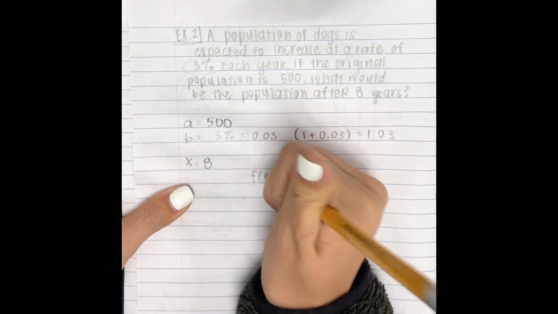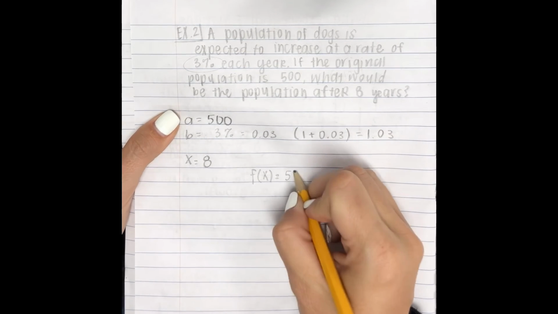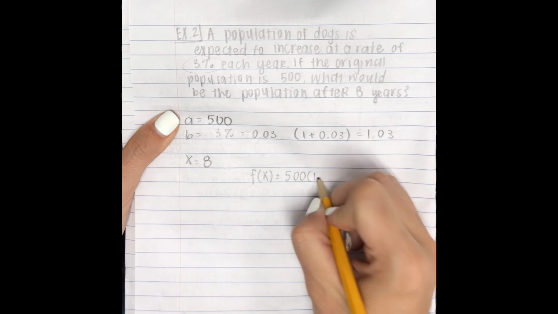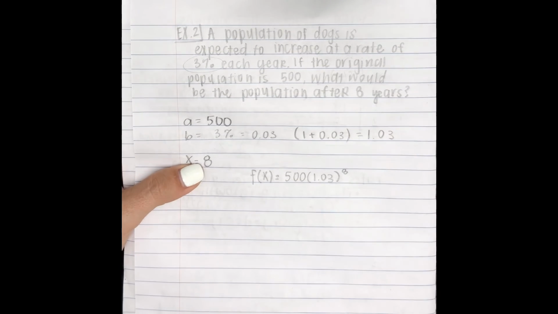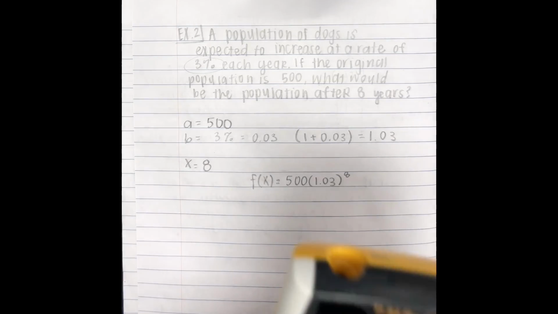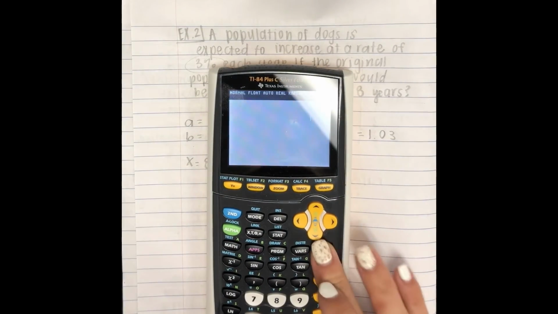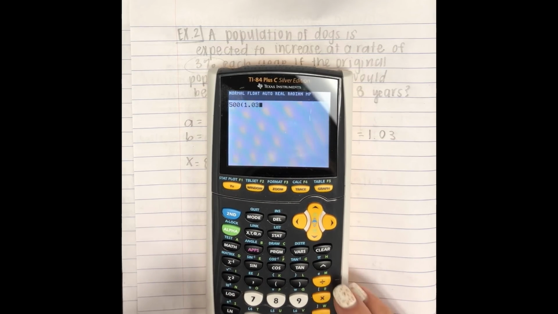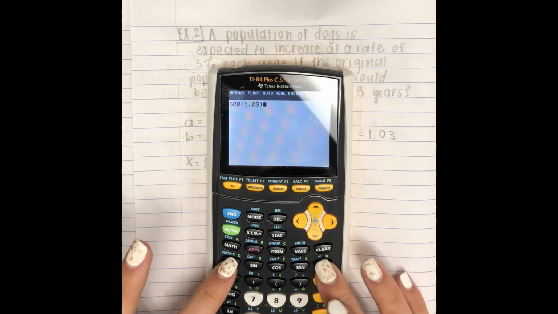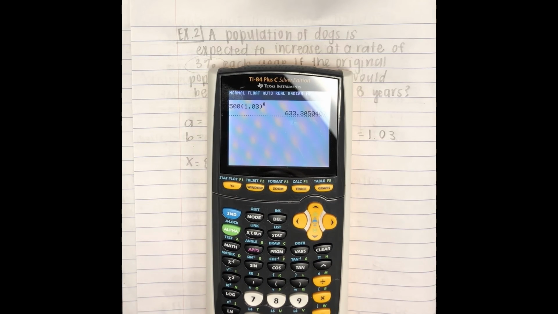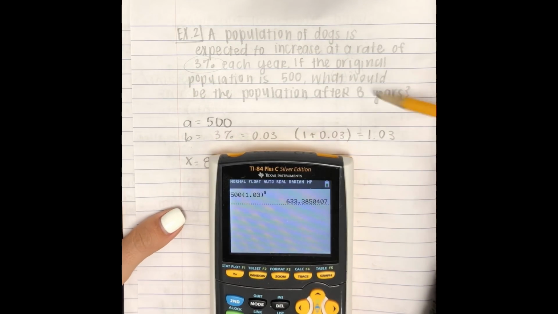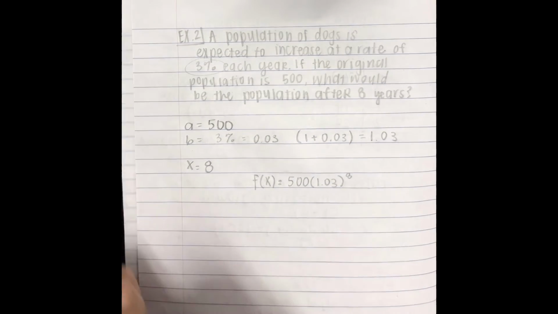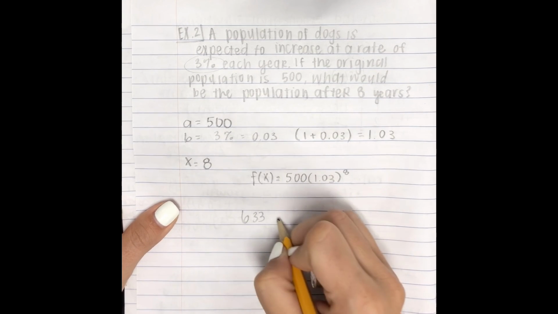So all of this combined into our equation, our A times our B raised to the power of x, and we would type this in our calculator. Okay, so we would have 500, our initial value, times 1.03 raised to 8. Means after 8 years, we would have about 633 dogs. And that's it.